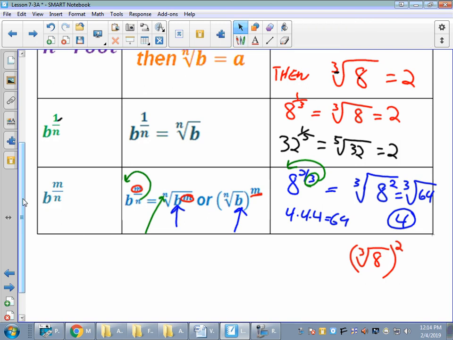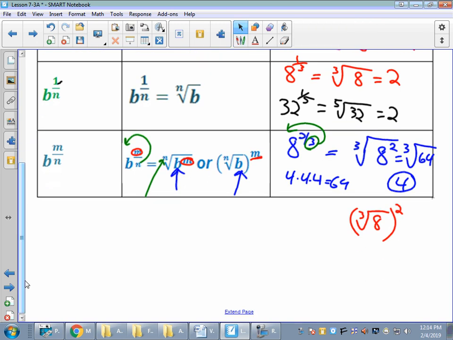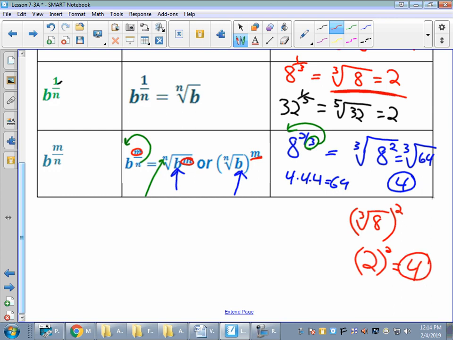Same thing with the bottom one here, and this one might be easier. If you know from our above example that the cube root of 8 is 2, and then if we square that 2, we'd get 4. So in this case, the second version was probably the easiest way to go about it. Either way, we got the same answer. All right, so that's the main stuff.